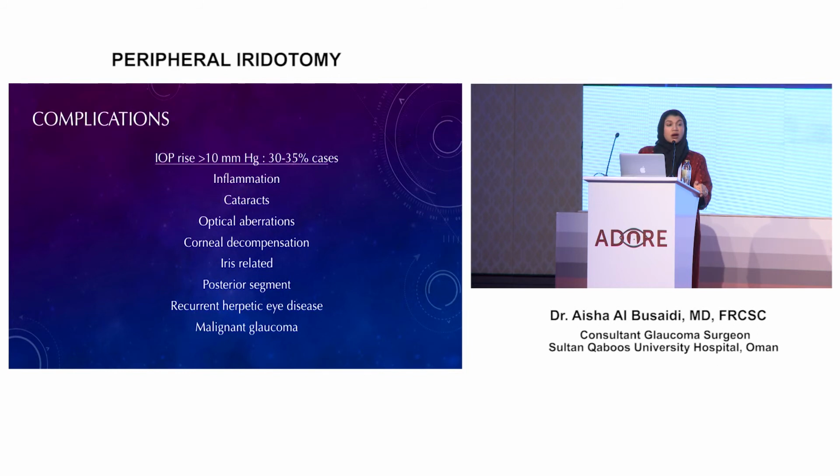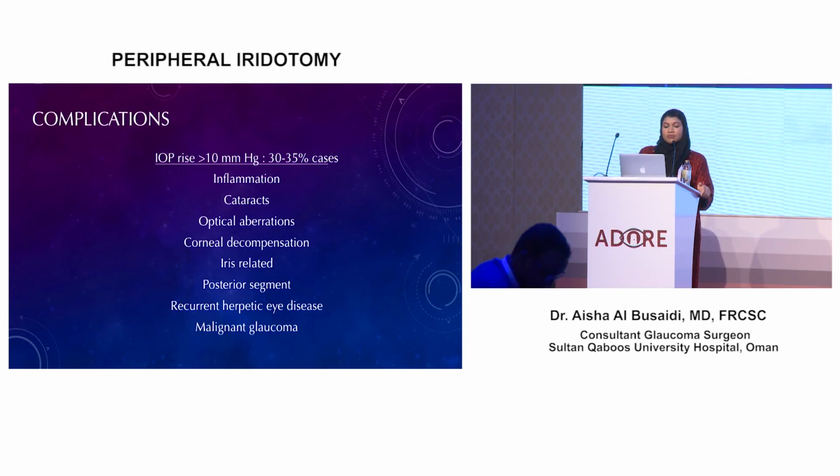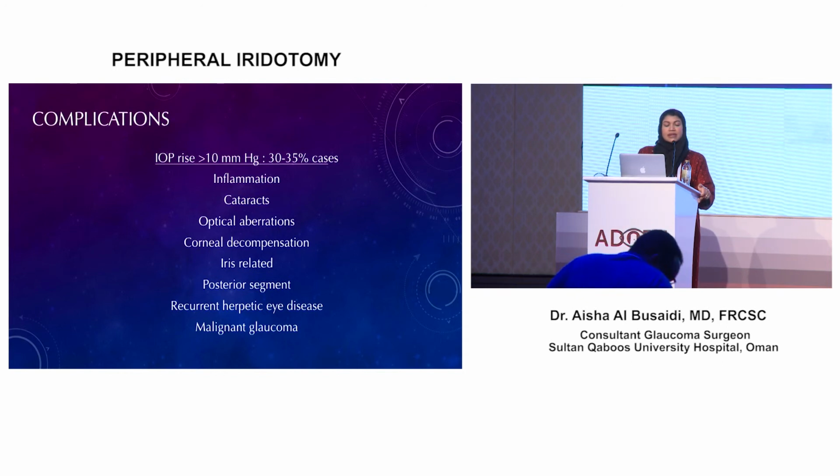The complications are various, although mild, the most prominent of which is IOP rise from baseline. Usually about a third of cases experience IOP spikes, so you need to take care with patients who already have compromised optic nerve function. Other complications include inflammation, cataracts, optical aberrations as we mentioned earlier, corneal decompensation, and iris-related issues such as hyphema and posterior synechiae. Posterior segment issues can happen too: choroidal effusions, retinal detachments, macular holes have been documented, recurrent herpetic eye disease, or even malignant glaucoma.